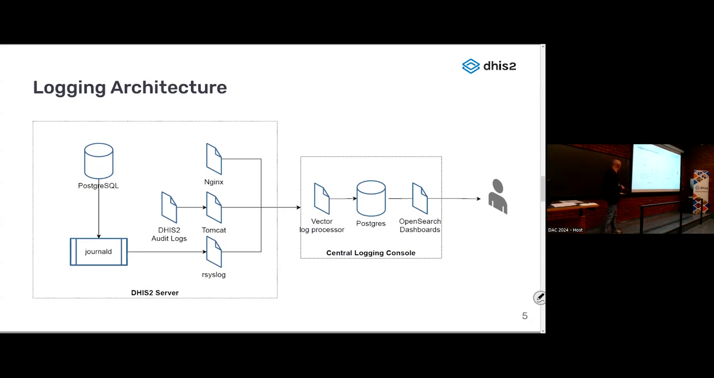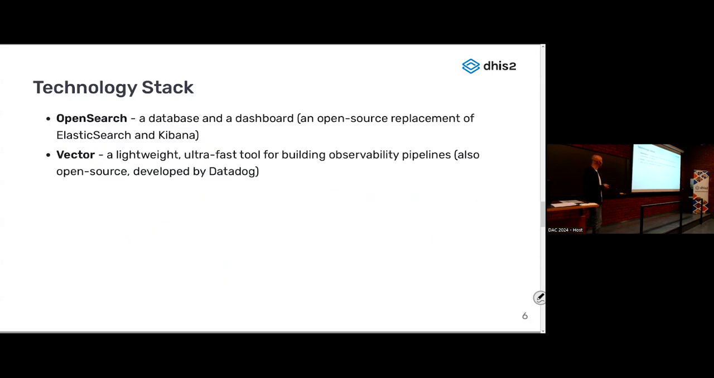So all in all, we collect logs from different sources and we ship them over the network to the Vector log processor. It's a tool that helps us to process and unify the logs, and then everything goes to the central storage database, and then we can use dashboards to display, search, create alerts, and analyze the log data.